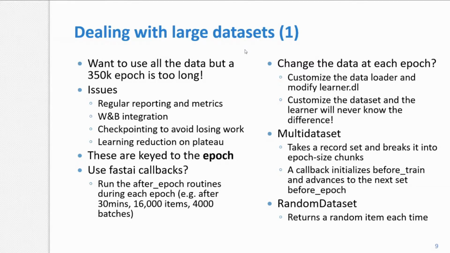And then I realized that actually you could customize the data set and the learner would never really know the difference. So I implemented two different data sets to provide this behavior where epochs would be relatively small. I typically use, say, 10,000 items in an epoch, but they would consume a much larger record set, if you want to use IceVision records as a touch point there. And so one was to just return an item at random every time it's requested.